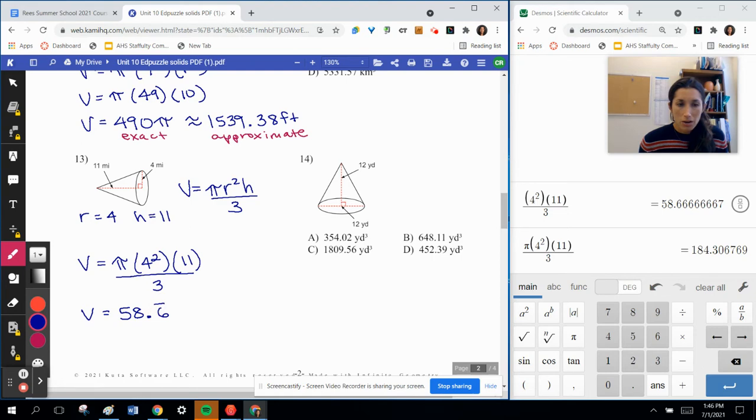58.6 repeating pi, or technically 58 and 2/3 pi. That's probably how we would more properly write it, 58 and 2/3. That's 0.66. You can also put 0.67 pi. But that's why we sometimes also do an approximation, because it's not clean to put decimals with pi in front of them. So our approximation for that would be 184.3. The 0.30 would actually round to 31, and this would be miles cubed. Okay, go ahead and solve for the volume on question 14.